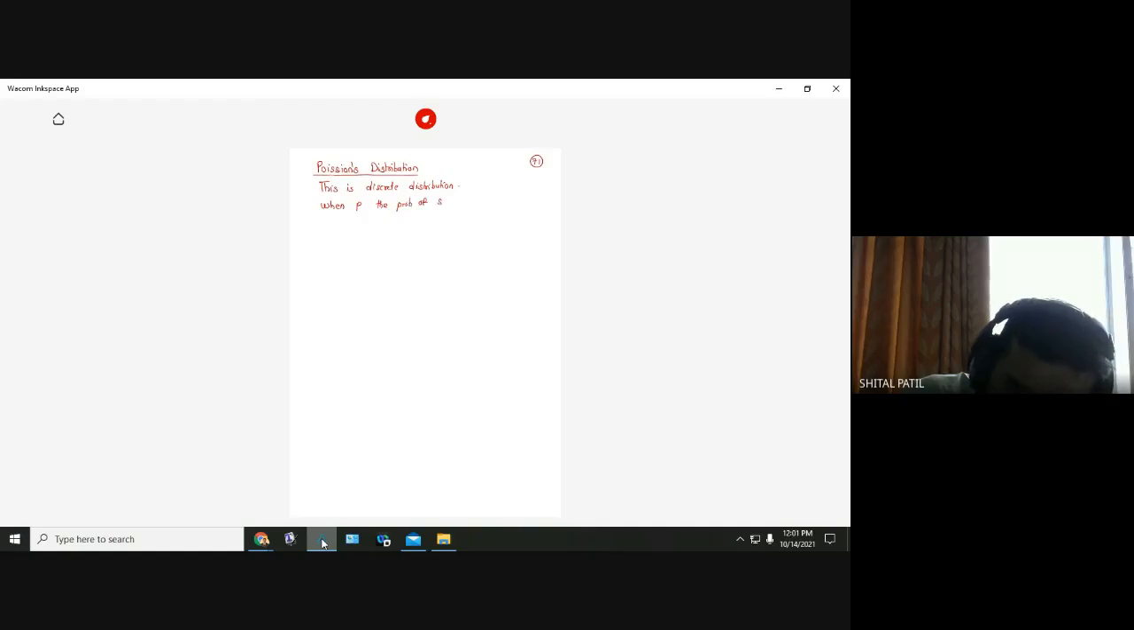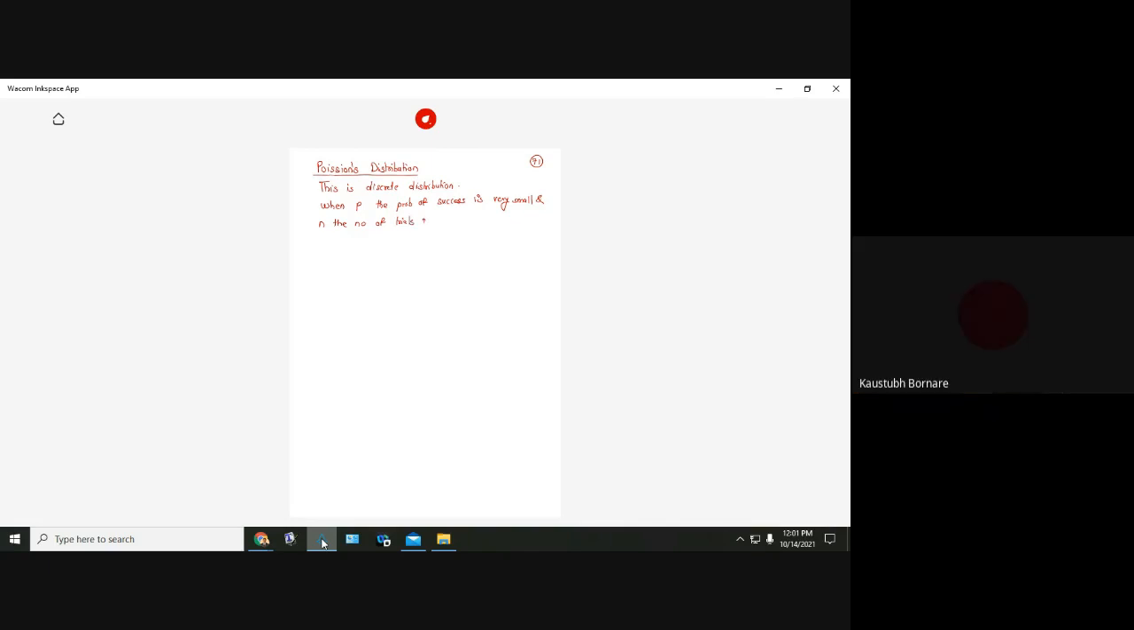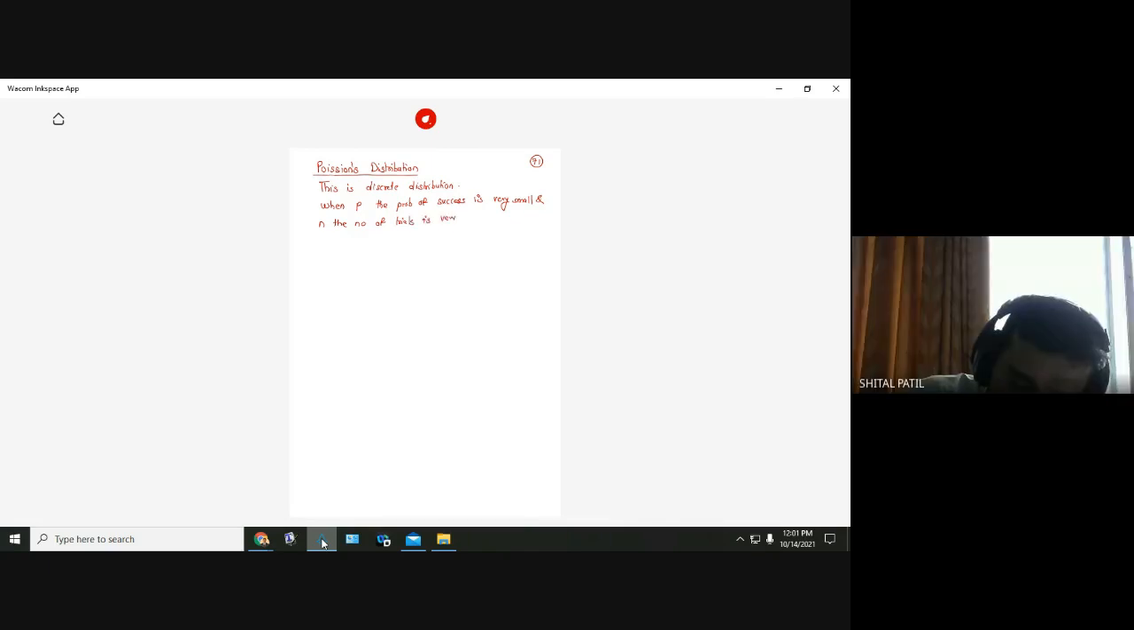The probability of success is very small, and n, the number of trials, is very large, and np is finite. One is large, the other is very small, but np is finite.